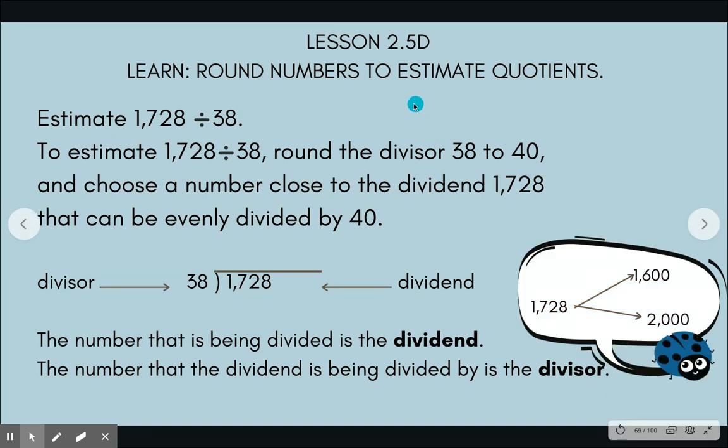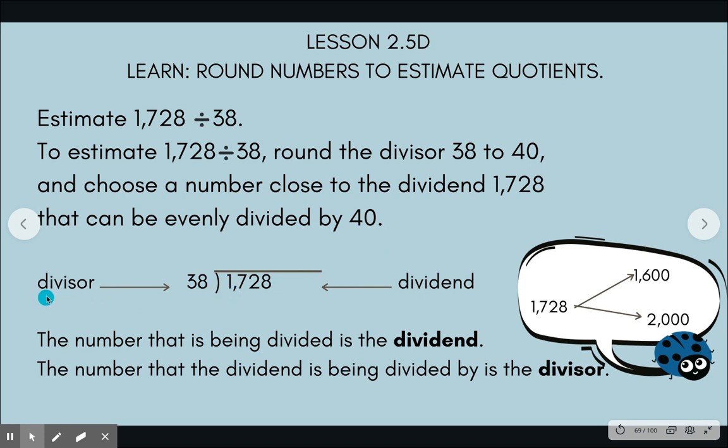Lesson 2.5D, learning to round numbers to estimate the quotients. So if you were estimating 1,728 divided by 38, you couldn't really do that in your head. But to estimate it, you could round the divisor 38 up to 40, and you could choose a number close to the dividend, 1,728, that can be evenly divided by 40.